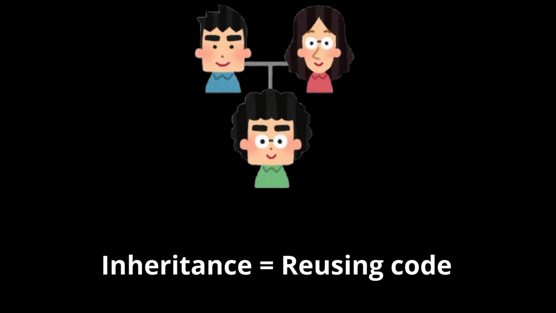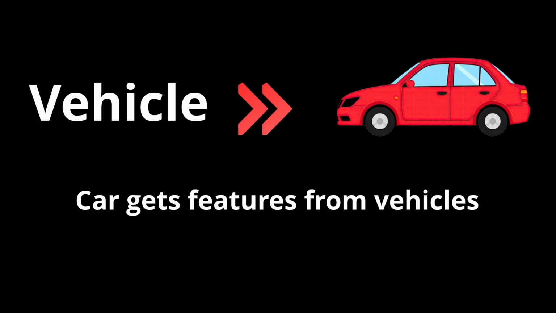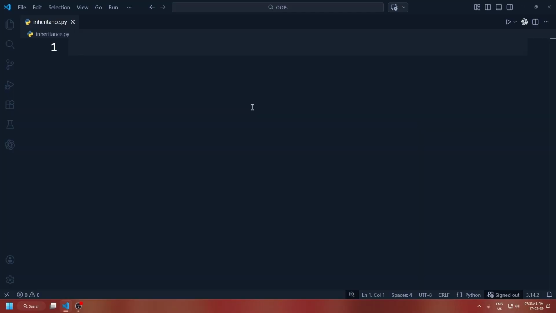Inheritance means one class can use the code from another class. Instead of writing the same code again, Python lets us reuse it. Think about vehicles. A car is a vehicle, but it also has extra features like a horn. So instead of starting from scratch, the car just inherits from the vehicle. Let's see this in Python.